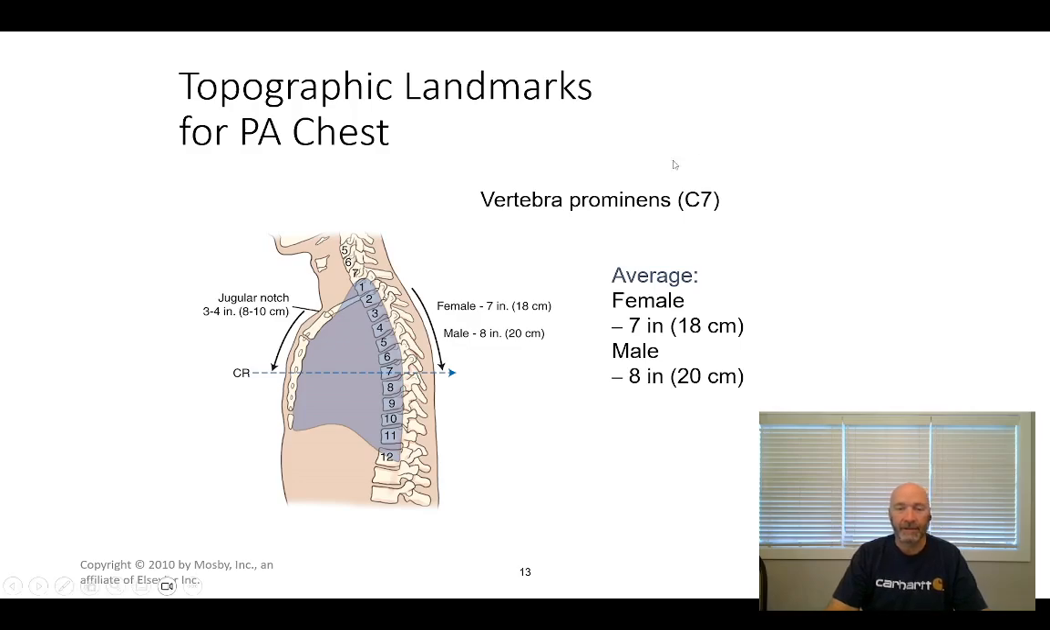The textbook positioning is going to be to put your central ray at T7. So you can't really see T7, so you have to estimate where T7 is, and we've got some telltale indications. So on the posterior side, what you've got is this big knot on the back of your neck, and you can feel that knot. And that is the 7th cervical vertebra, the spinous process that comes off of that, and that's what we refer to as the vertebral prominence. And so in females, T7 is going to be about 7 inches below that, and males it's going to be a little bit lower at about 8 inches.